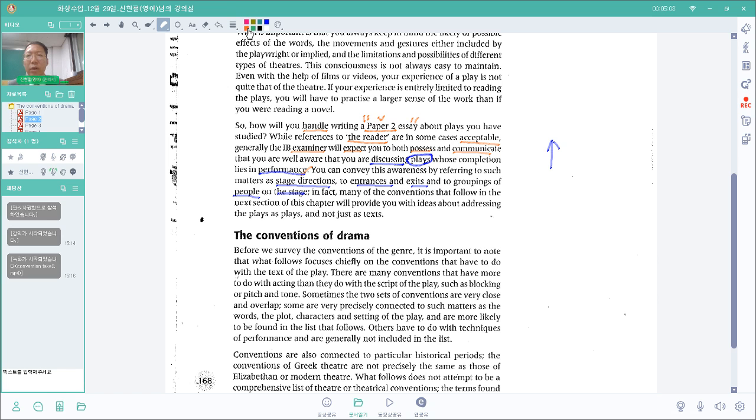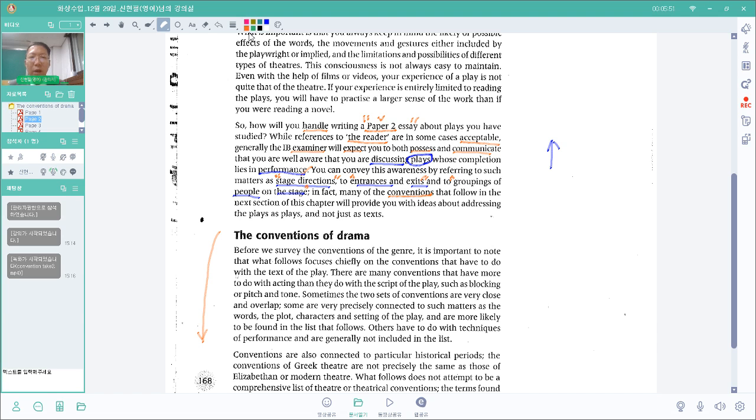So in order to have a good score in the IB exam, you need to mention something about the stage directions of a certain play, or entrance and exit points of our main characters, or different groupings of people on the stage, and many other conventions and techniques that will be introduced in the next section. If you mention some of the techniques introduced in this later part, you will probably have a better chance of getting a better score in Paper 2 essays.